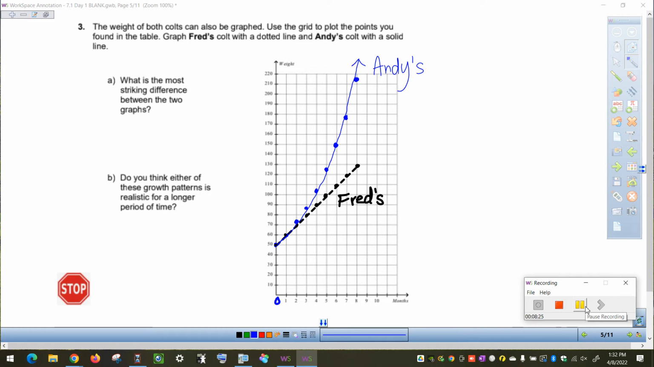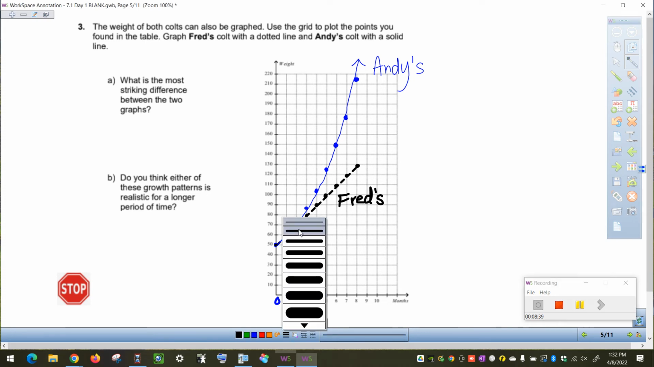All right, everyone, let's come back together here. So the difference between the two graphs. Leah, would you share out what you wrote here for part A? Okay, which is which?